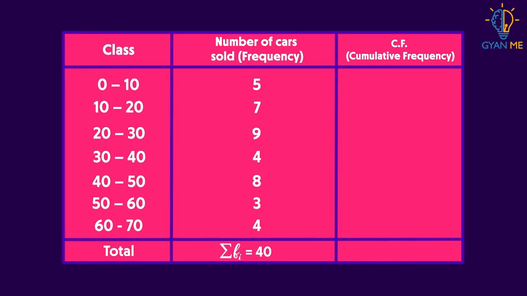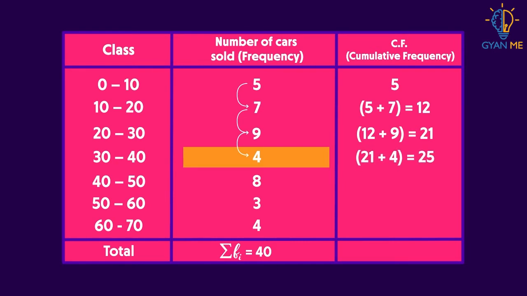For example, from our table, observe that the frequency of the first class is taken as it is. Then the frequency of the second class, that is 7, is added to the previous class frequency, that is 5, and we get the cumulative frequency as 12. Now to this 12, the frequency of the next class, that is 9, is added to get the cumulative frequency as 21. Again this 21 is carried forward, and the frequency 4, which is of the next class, is added to get the cumulative frequency 25.